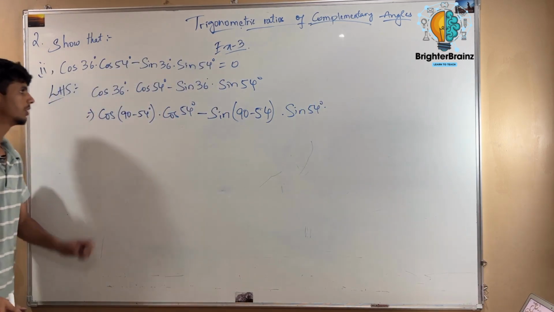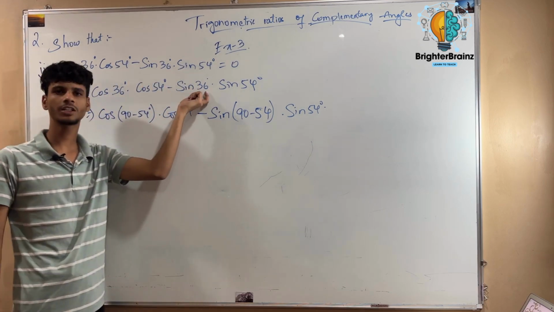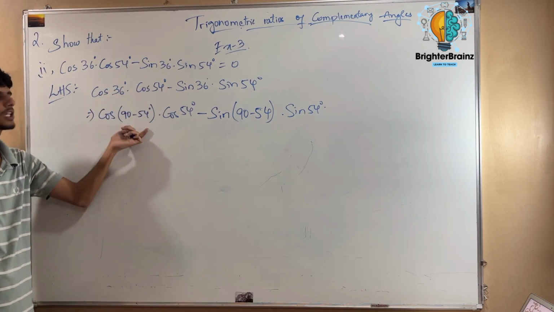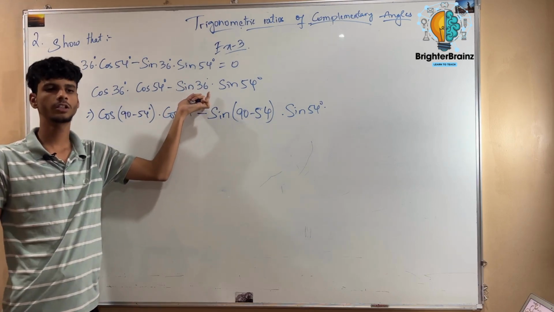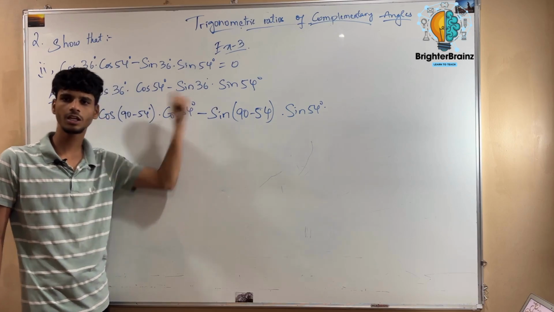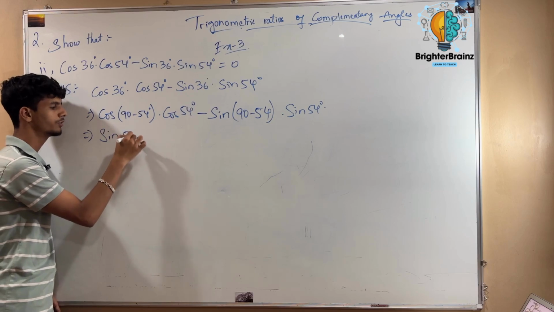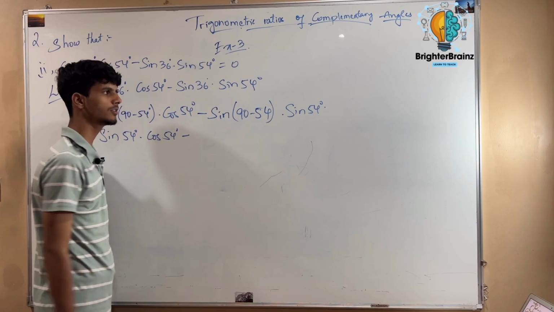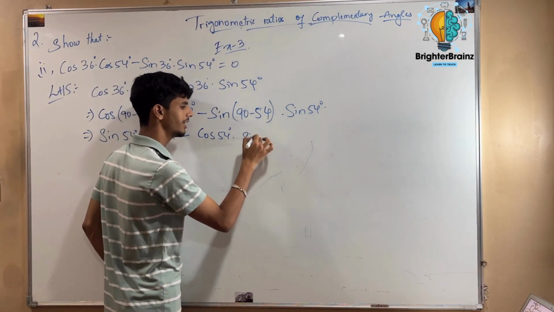Now observe, if you change 36 degrees here, you have to change the same 36 degrees here also. If you change the trigonometric ratio in the term before the minus, then even after the minus, that is in the second term, the 36 degrees must be changed too. Understood? The same angle has to be changed. So cos of 90 minus x becomes sin 54 degrees into cos 54 degrees. Now it becomes sin of 90 minus 54, which is cos 54 degrees, into sin 54 degrees.